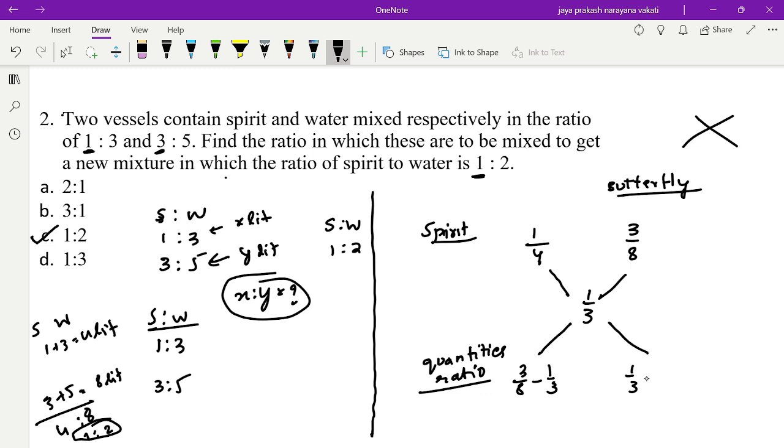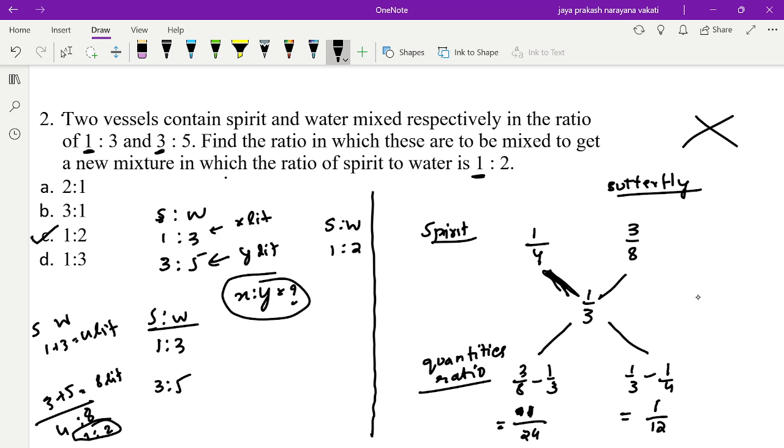And this is 1 by 3, this one. So this difference I need to put here: 1 by 3 minus 1 by 4. So 1 by 3 minus 1 by 4 has denominator 12, and the numerator will be 4 minus 3, which is 1. And here it is 24, 8 times 3. So 3 times 3 is 9, and this will be 8. So 9 minus 8, 1.